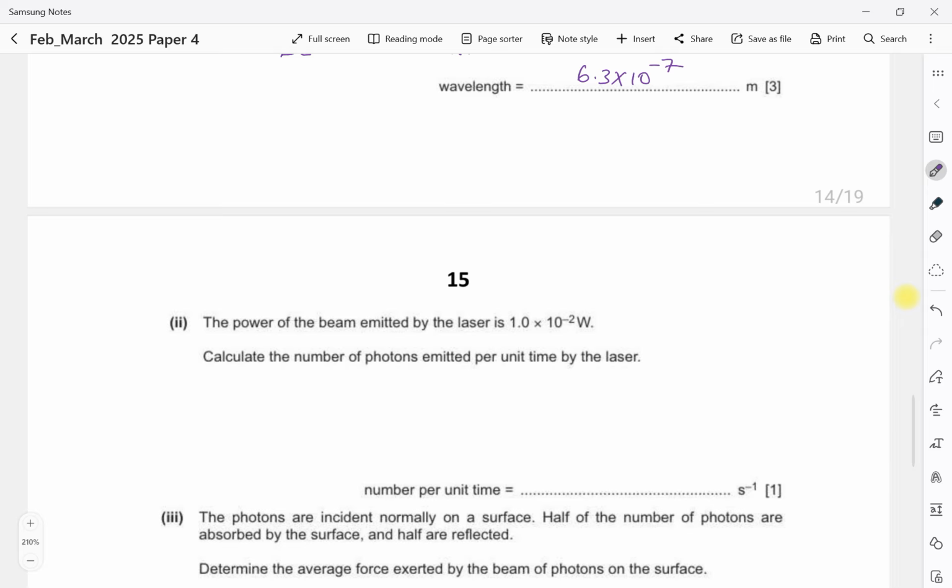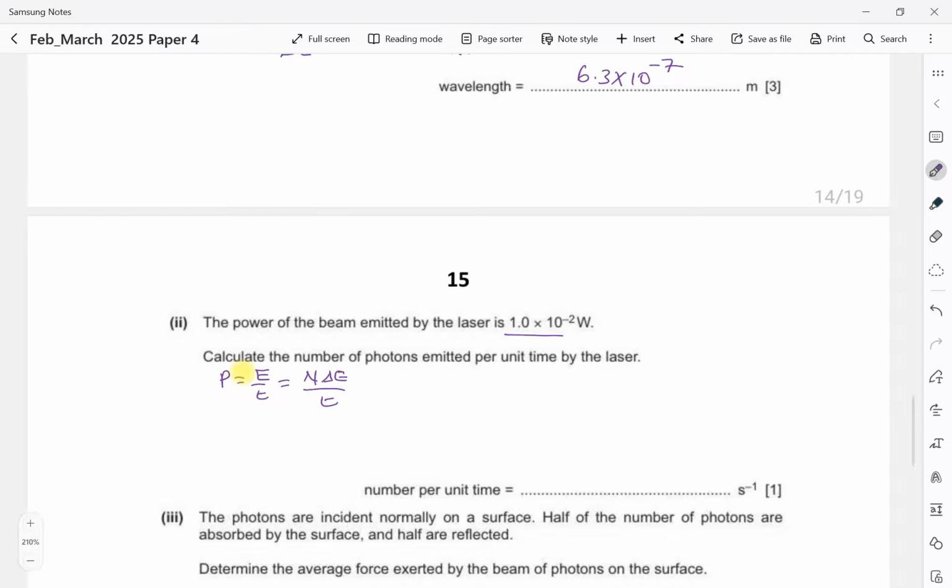The power of the beam emitted by the laser is 1.0 times 10 to the power of minus 2 watts. Calculate the number of photons emitted per unit time. So we know that power equals energy divided by time. But total energy is going to be the number of photons times the energy of each photon, or times the change in the energy.